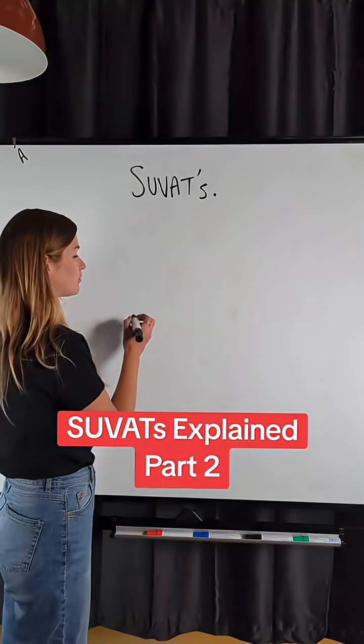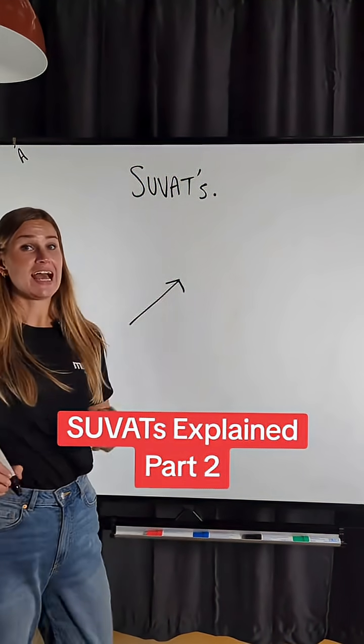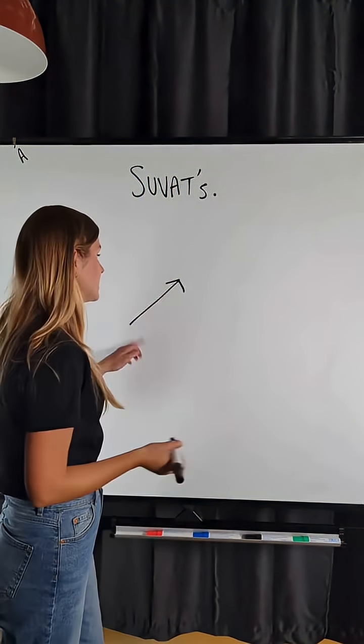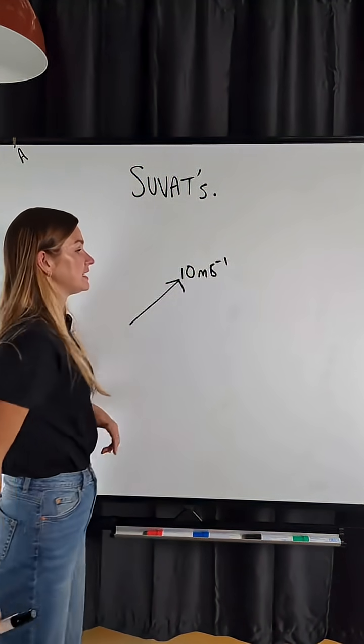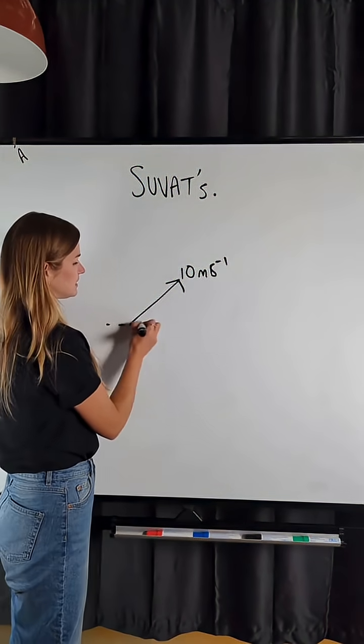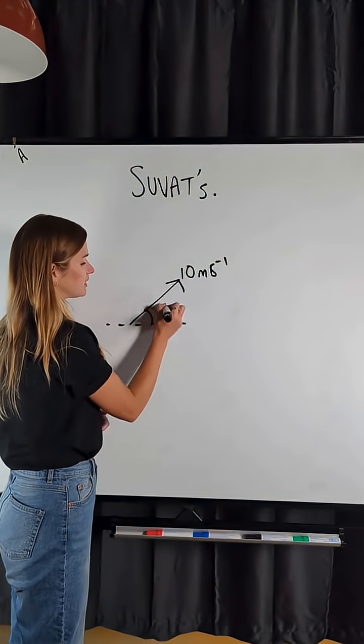SUVAT. This time, what if the ball is kicked at an angle? How do we do it? So let's say our ball is kicked at 10 meters per second. I should write it like this: 10 meters per second at some angle. Let's say that it's going to be 5 degrees above my horizontal.